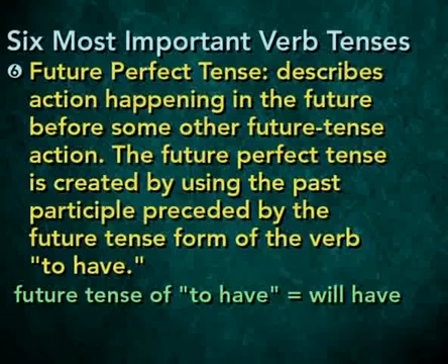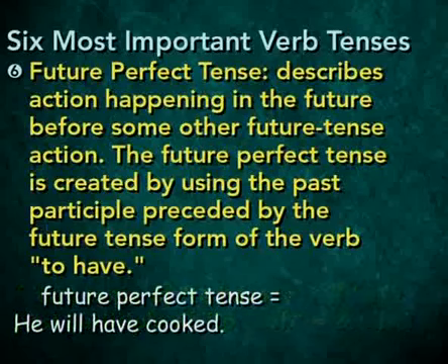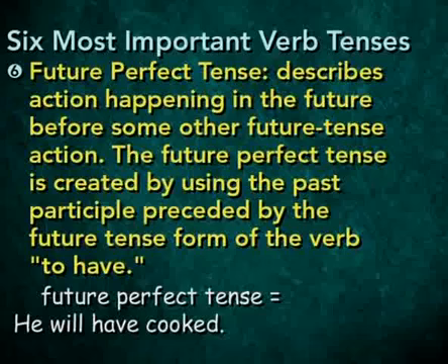So when we take the words will have and follow them by the past participle, we end up with the future perfect tense. Now, once again, for the verb to cook, the past participle is cooked. So the future perfect tense would be formed by using will have followed by cooked. For example, he will have cooked. How would we use this in a sentence? Well, remember, the future perfect tense is used to describe some future event happening before some other future event.